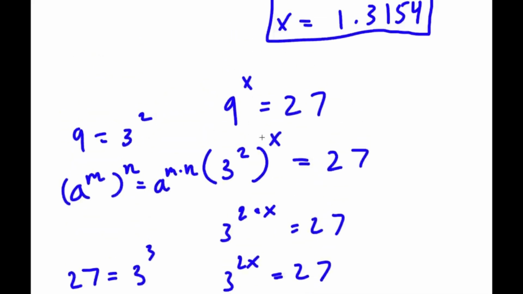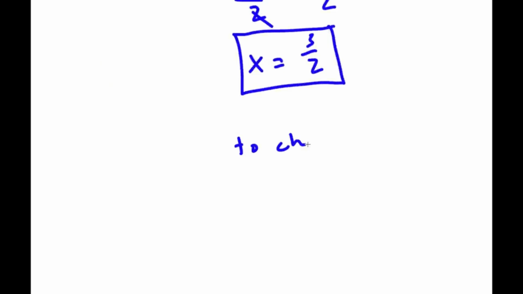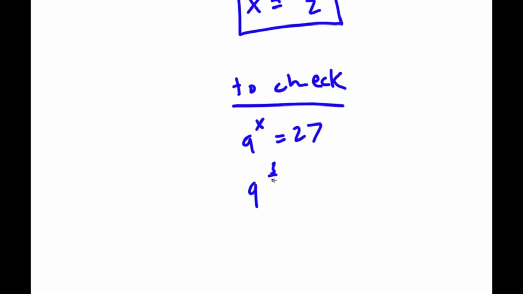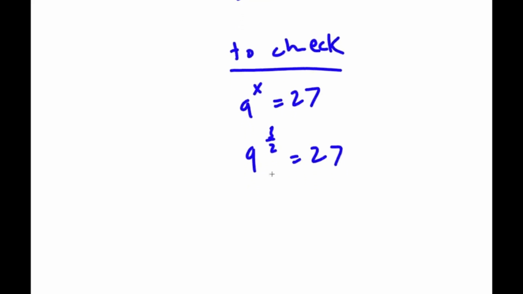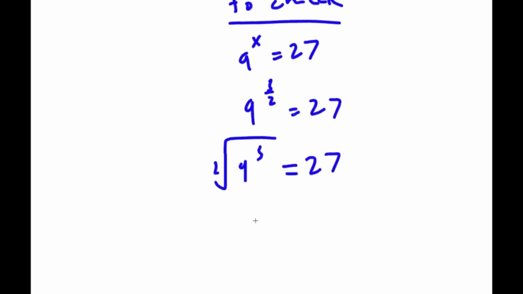And I can even go ahead and plug this in for x and see if it's right. So, check. We have 9 to the power of x is equal to 27. x is 3 over 2, so we have 9 to the power of 3 over 2 is equal to 27. Now I can rewrite this as the square root of 9 to the power of 3, which is equal to 27.